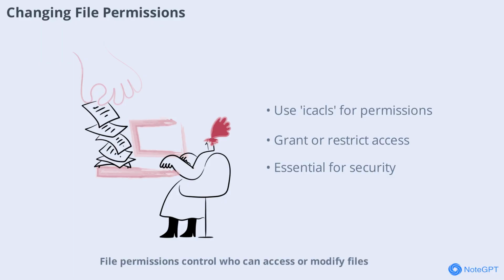File permissions control who can access or modify files. The icacls command lets you view and change these permissions. For example, icacls file.txt /grant user:F gives full access to a user. Managing permissions is crucial for security, especially on shared computers or networks.